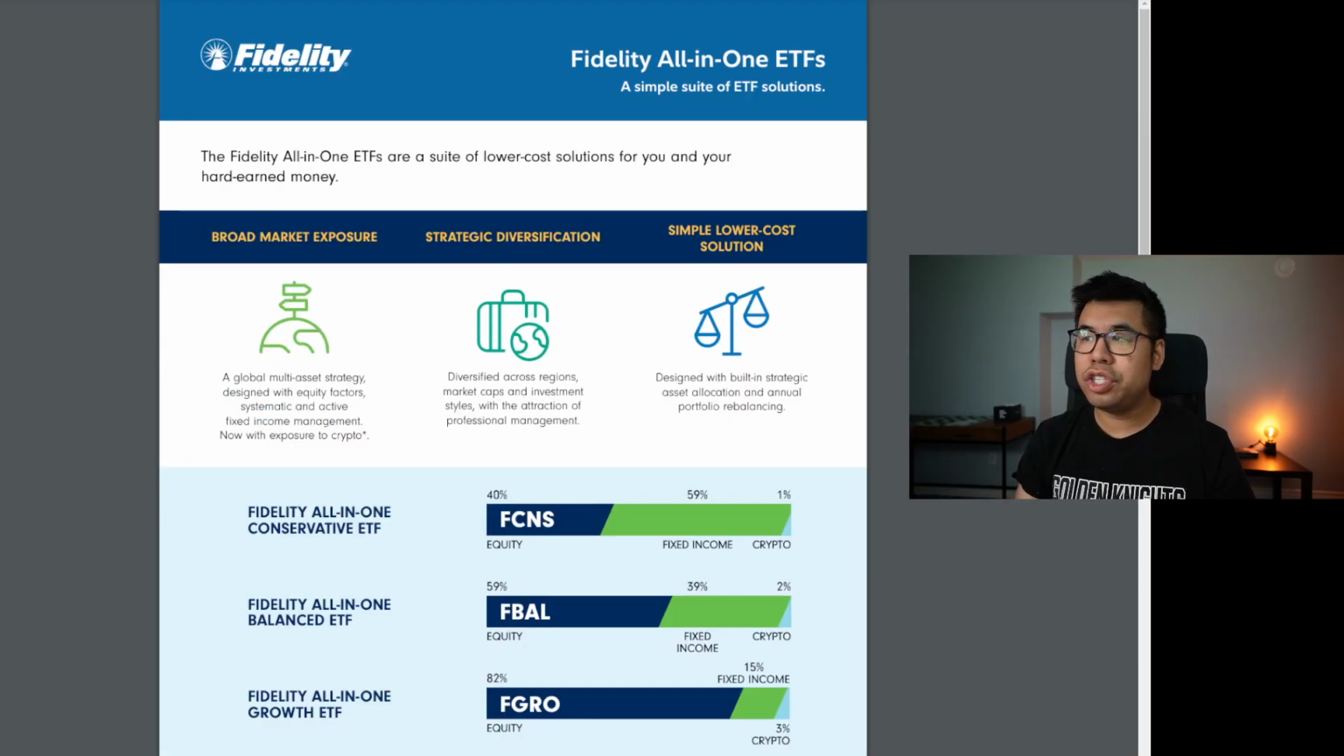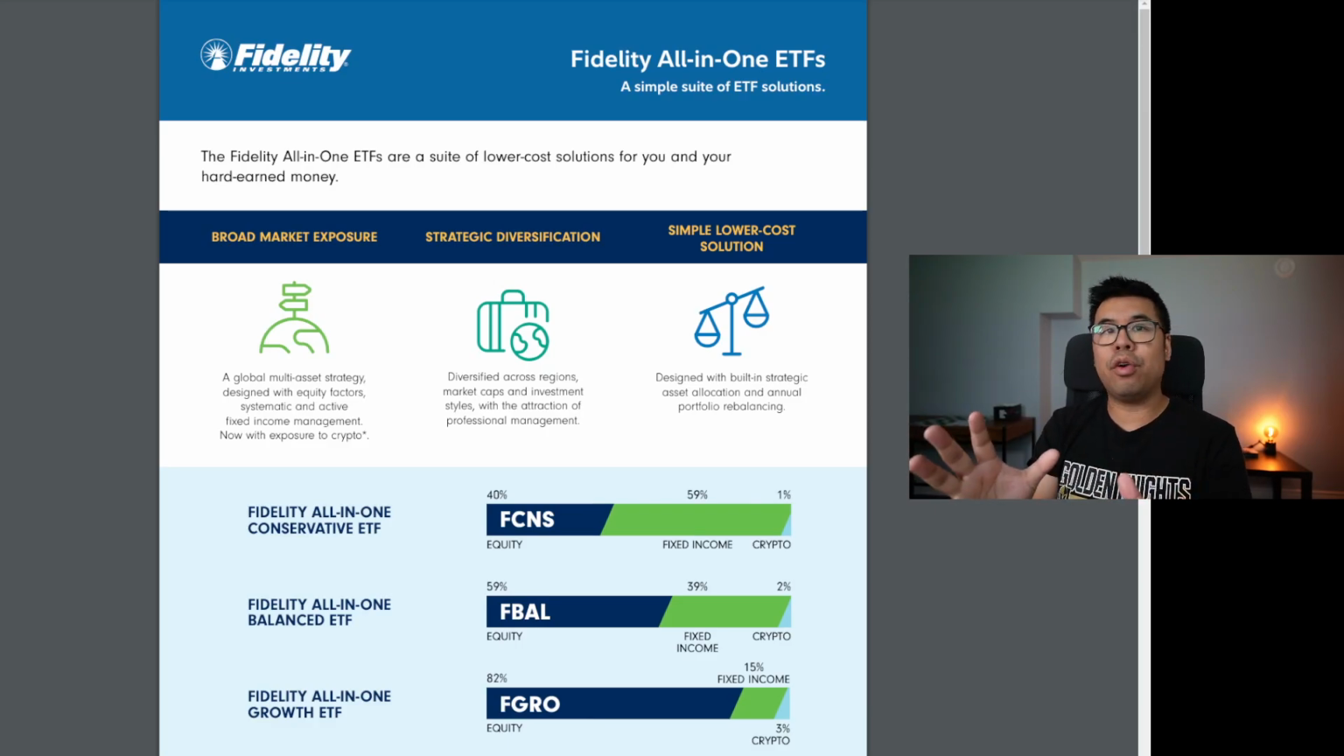On Fidelity's feature sheet, it's trying to promote some of the same properties that the other all-in-ones have, like lower cost, automatic rebalancing, broad exposure. I think the two exciting differences is that it's a global multi-asset strategy designed with equity factors. So those risk premiums we've been talking about on some of the more recent videos on this channel. And it's got exposure to crypto, mainly Bitcoin, because it's got in this asterisk section ranging between 1% to 10% exposure to Fidelity Advantage Bitcoin ETF. So again, for people who want factor exposure and Bitcoin exposure, this is a weapon in your arsenal to consider.